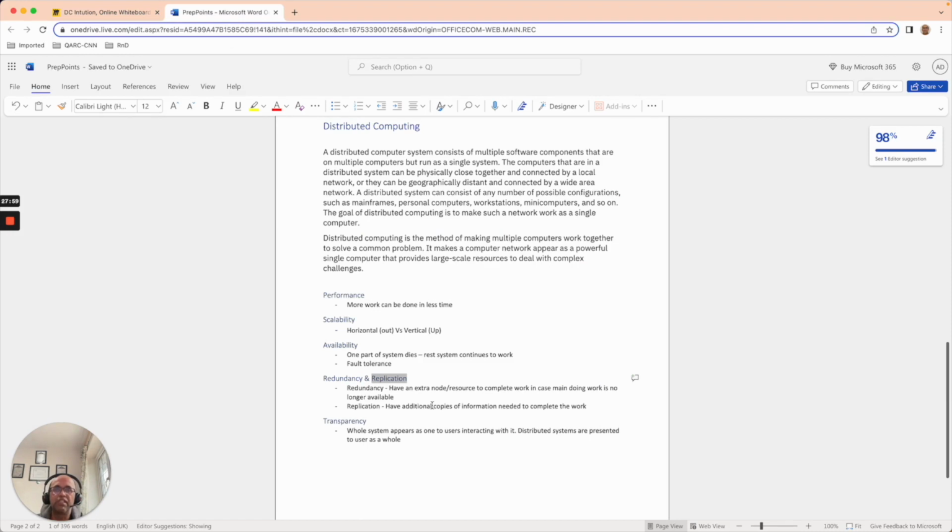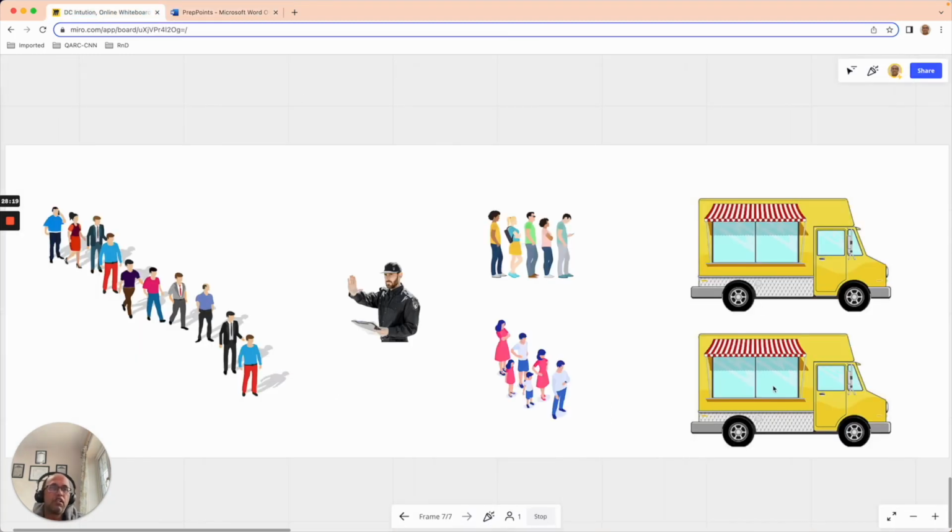So replication is basically, what we are saying here is, if we have a mechanism by which we have additional copies of information needed to complete the work, then through replication we can achieve high availability. By virtue of replication we can continue to serve our customers, continue to keep on doing the work, and not go into what is normally called downtime. So let's elaborate that slightly.